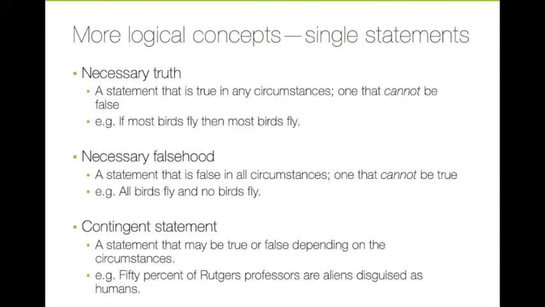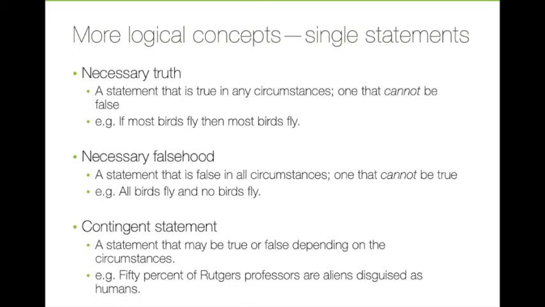The two concepts we just contrasted were for multiple statements, two or more. The next three concepts apply to a single statement. The first one is the idea of a necessary truth. So that's a statement that's true in any circumstances, one that's impossible to be false. These tend to be kind of unnatural sounding ones because the most interesting truths aren't the ones that are necessarily true. An example of a necessary truth is if most birds fly, then most birds fly. No matter what the world is actually like, if most birds fly, then most birds fly. This statement is true.